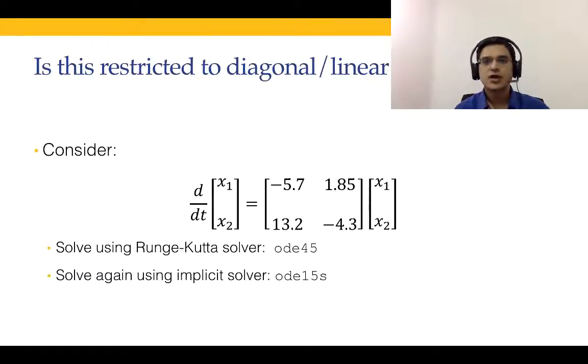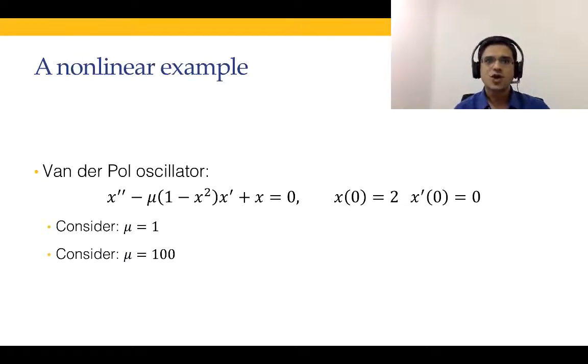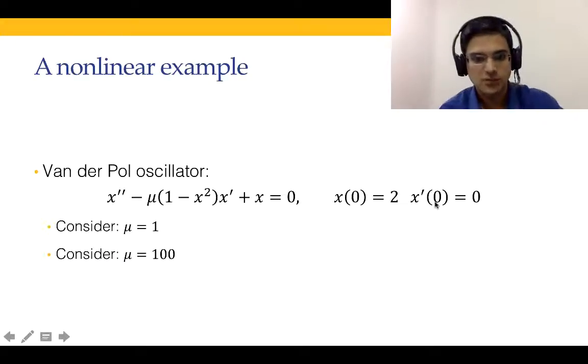Okay, let's look at an example of a nonlinear system. This is a solved example in the MATLAB help files. This is known as a van der Pol oscillator. This is the overall equation: x double dash minus mu multiplied by (1 minus x squared) multiplied by x dash plus x equal to 0. And these are the starting points.